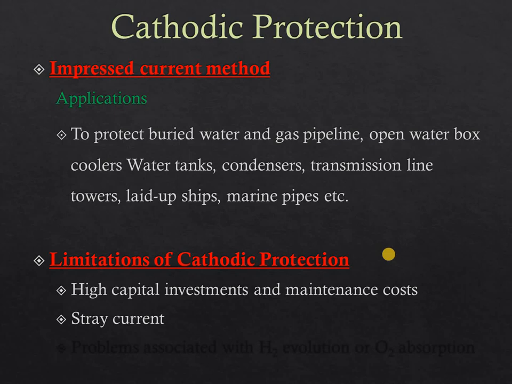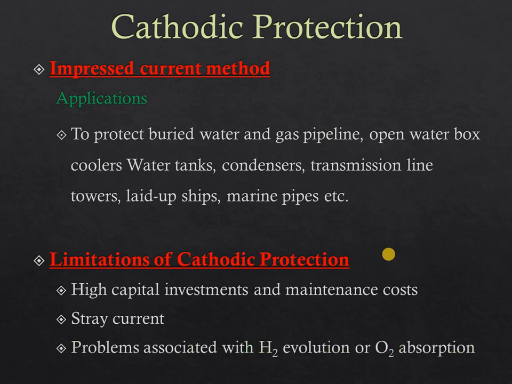Also, in cathodic protection, the problems associated with hydrogen evolution or oxygen absorption may increase. As we know, in corrosion, the corrosion occurs at the anode, while hydrogen evolution or oxygen absorption takes place at the cathode, and hence there may be certain problems which arise due to hydrogen evolution or oxygen absorption at the cathodic metal.